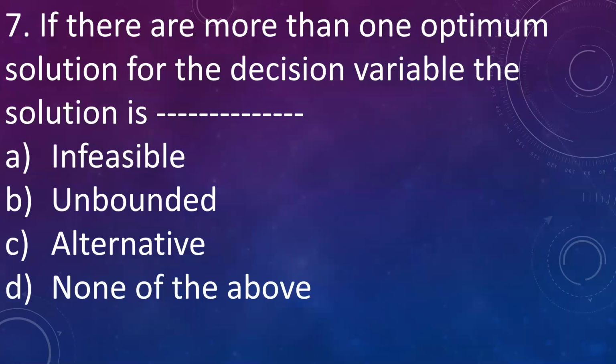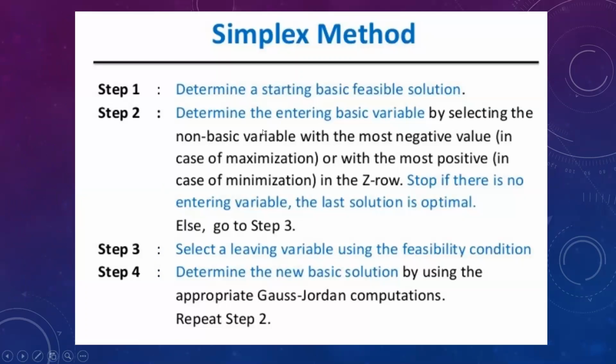Next question: if there is more than one optimum solution for the decision variable, the solution is A infeasible, B unbounded, C alternative, D none of the above. The answer is, when there is more than one optimum solution, the solution is called alternative. Here, first let us understand the simplex method. In the simplex method, after plotting the simplex table, we determine the basic feasible solution. By determining that, we determine the entering basic variable by selecting the non-basic variable with the most negative value, or with the most positive in case of minimization.